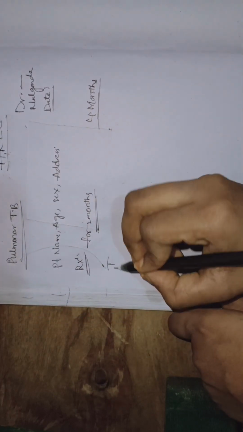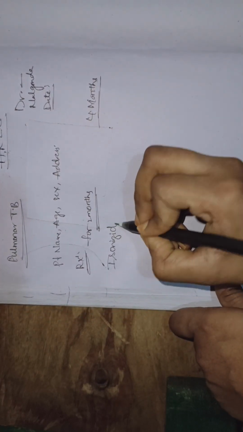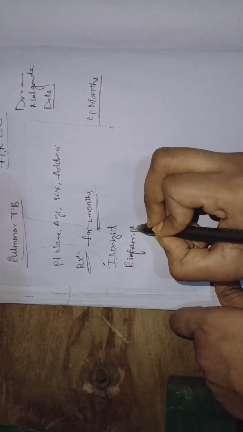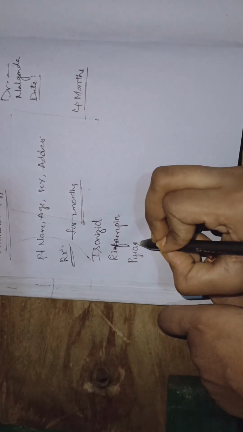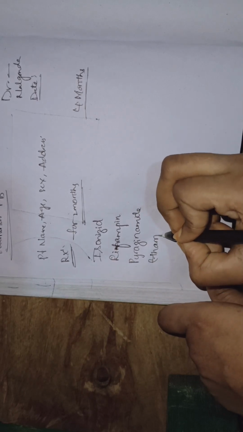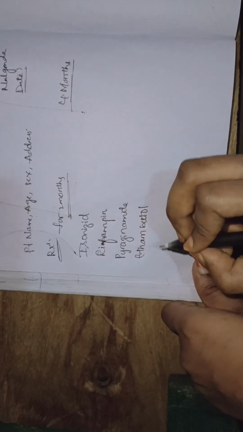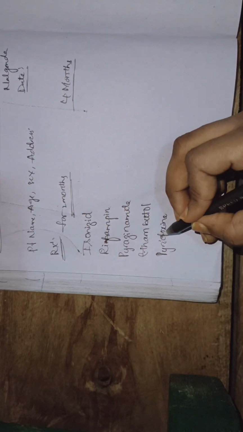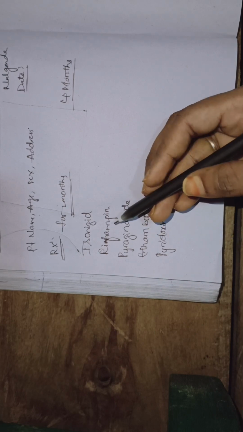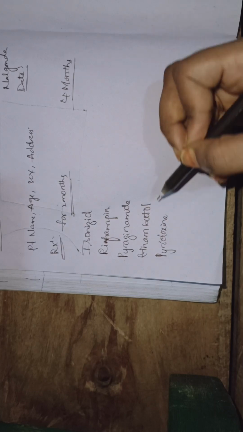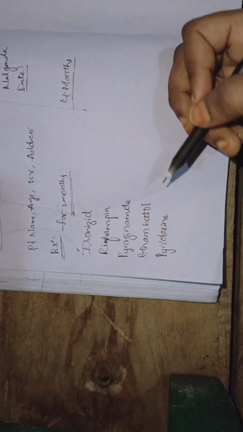For 2 months we give isoniazid. H means isoniazid, R means rifampin, Z means pyrazinamide, E means ethambutol. In this we also give pyridoxine, which is generally given to decrease side effects. When we give isoniazid there are side effects like peripheral neuritis, so to decrease this, pyridoxine should be given.